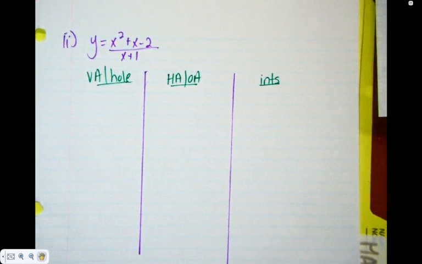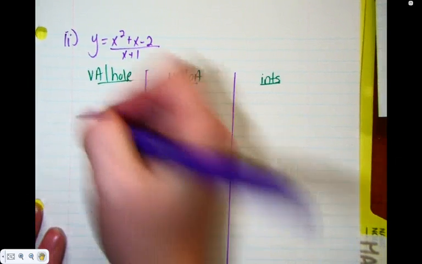You don't need to use the columns. You don't need to use the headers. You can do however makes sense to your brain. Vertical asymptotes and holes. What's the very first step? Factor anything you can.